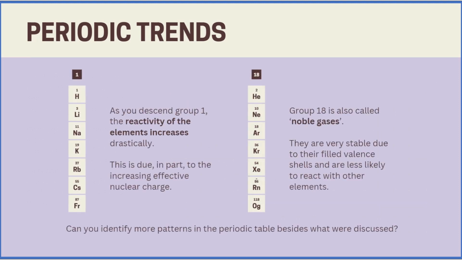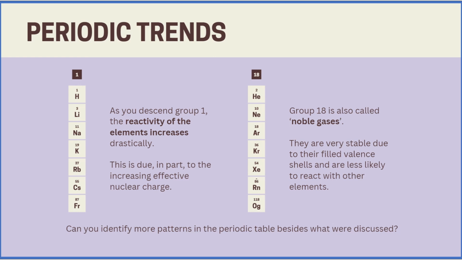Next, as you descend group 1, the reactivity of the elements increases drastically. So reactivity means how reactive they are. This is due in part to the increasing effective nuclear charge. We have also seen that in periodic groups the nuclear charge is increasing, that's why reactivity is also increasing. But group number 18 is also called the noble gases. They are very stable due to their filled valence shells and are less likely to react with other elements.